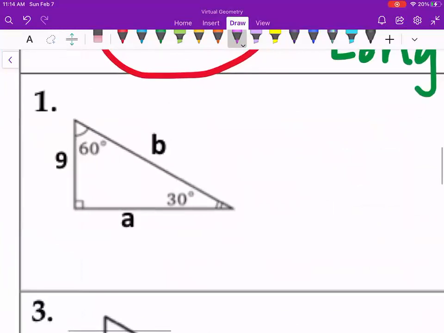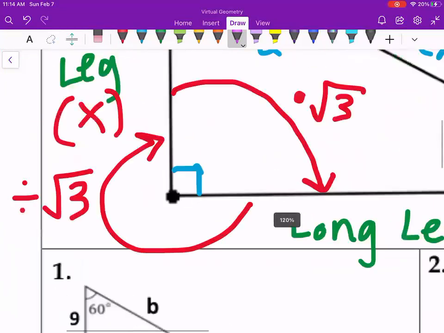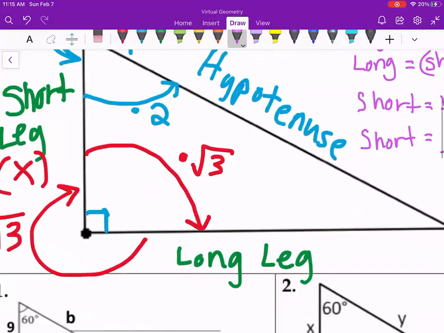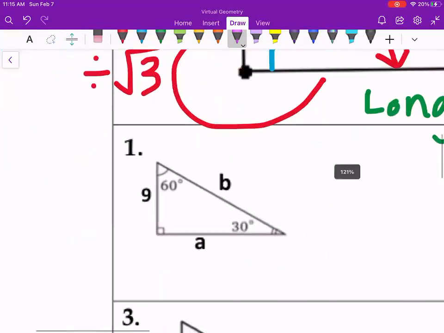So number 1, we need to find both A and B. So label this triangle. Remember your 30? Go back to when we first talked about angles, and we put them in order. The shorter leg is always across from the 30. The longer leg is always across from the 60. Hypotenuse is always across from the 90. So if 30 is over in the bottom right corner, look across. That is my short leg.